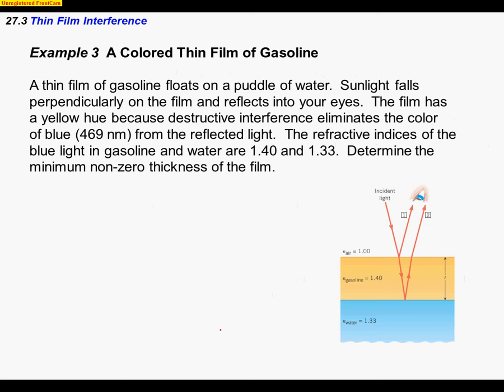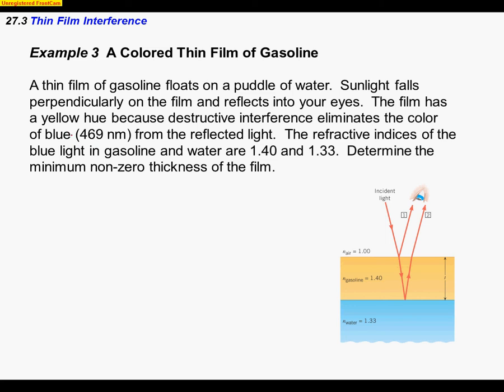Alright, so let's look at an example here. So here we have a colored thin film of gasoline. So thin film of gasoline is floating on a puddle of water. So here's a little cross-sectional piece of that. Sunlight falls perpendicularly on the film and reflects into your eye. So this isn't shown exactly perpendicular, just so that we can show the arrows not right on top of each other. The film has a yellow hue because destructive interference eliminates the color of blue. So here's the example I was talking about where you sometimes get destructive interference causing a particular color.